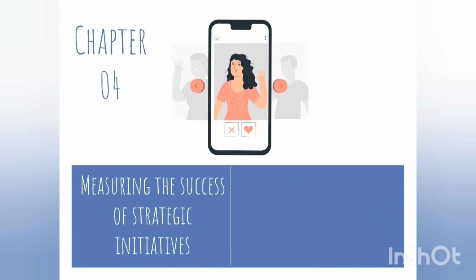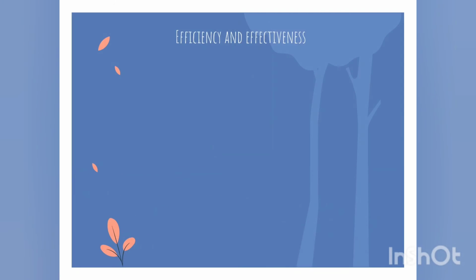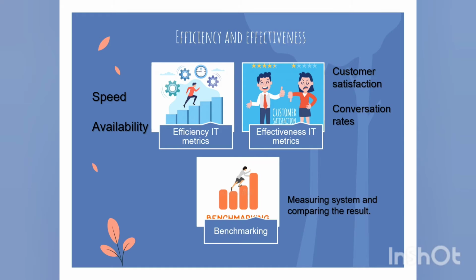Chapter 4. Measuring the success of strategic initiative. First, we have Key Performance Indicator, KPI. It measures that are tied to business drivers. Efficiency and effectiveness. First, we have efficiency IT metrics, effectiveness IT metrics, and lastly, benchmarking. For efficiency IT metrics, it provides speed and availability. For effectiveness IT metrics, it provides customer satisfaction and conversion rates. And lastly, benchmarking, it is measuring systems and comparing the results, identifying steps and procedures to improve system performance.